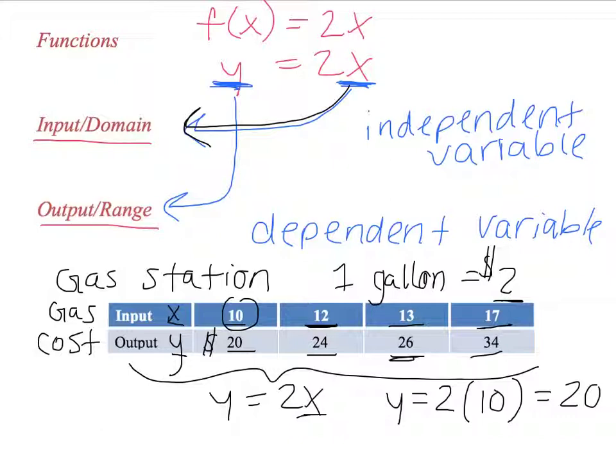A quick memory trick for remembering inputs and domains and outputs and ranges are that I and D come before O and R. So inputs and outputs go together, and domains and ranges go together, and the input or the domain is always the first one, and that has the earlier letter in the alphabet.